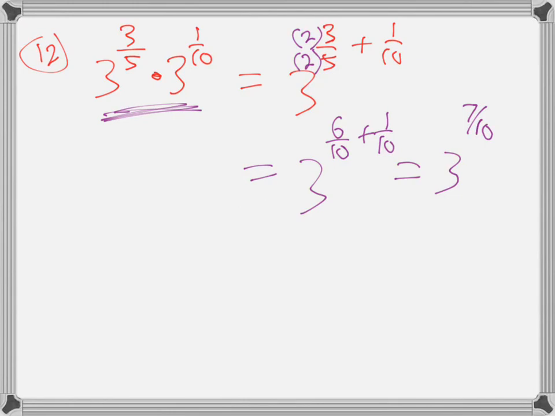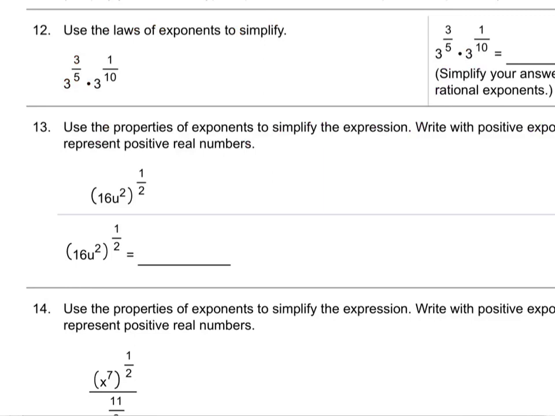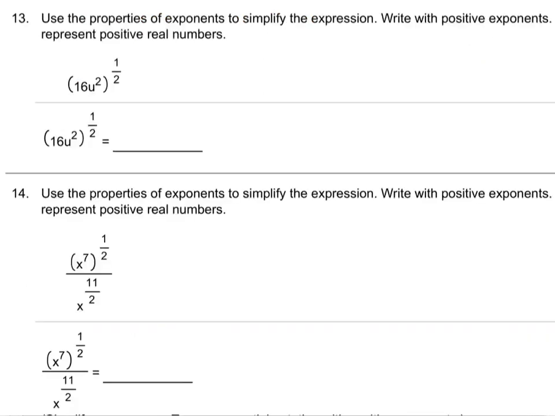Questions? We good so far? All right, you all stop me if you have questions. Number 13. Okay, use properties of exponents to simplify, write with positive powers, and so on. Okay, so it's 16u squared all to the half power.